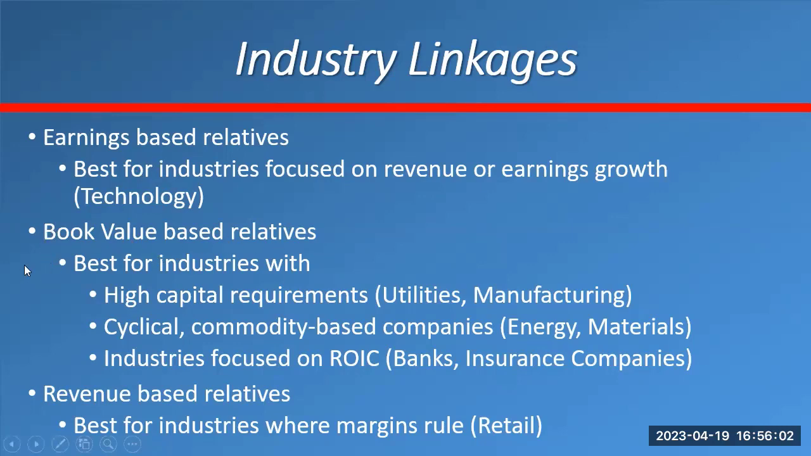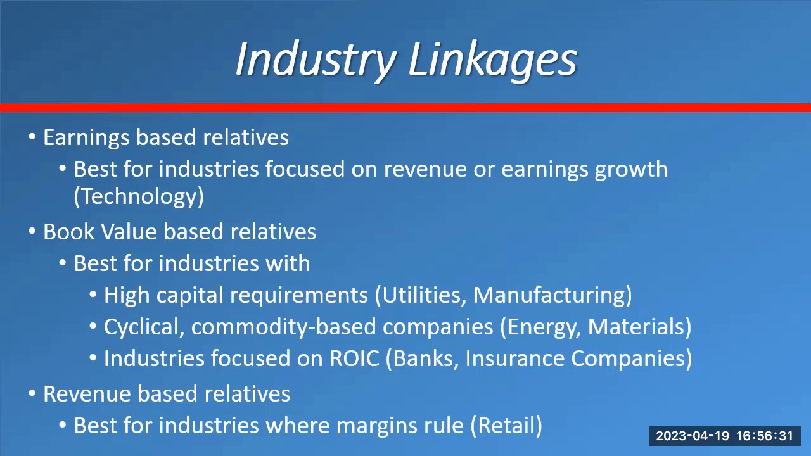Book value based, there's two types of industries there, or three types of industries there. Firms with high capital requirements. And how do you know that? You just look at their balance sheet and see how much property, plant, and equipment is as a percentage of assets. When it's a huge number, price to book makes a lot of sense. So utilities, manufacturing. I mentioned Intel. Intel's a tech company, but they're also fabricators. They're building these billion-dollar fabrication plants. They have a lot of property, plant, and equipment.